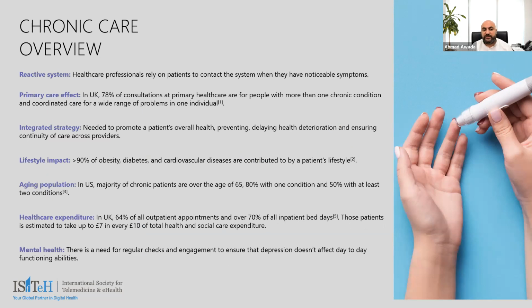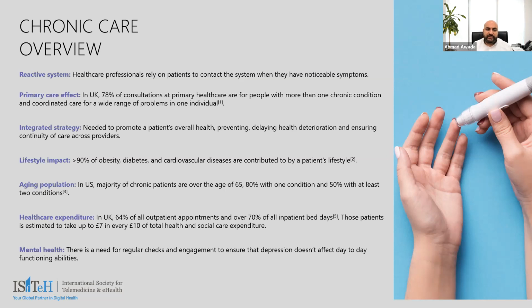We see in the UK that 78% of the consultations of primary healthcare doctors are for people with more than one chronic condition. And the doctors there do coordinated care for a wide range of problems in one individual. So in brief, they don't look only at your cardiology condition or your diabetes or your hypertension. They look after you with full health management, not only symptomatic care for a specific episode or a specific condition, which is very important for future healthcare models.